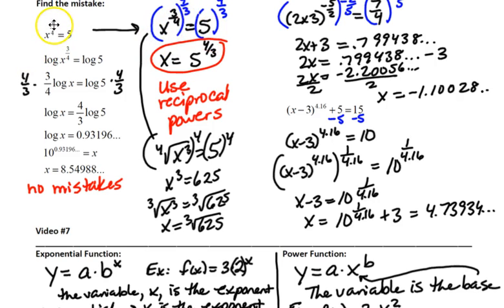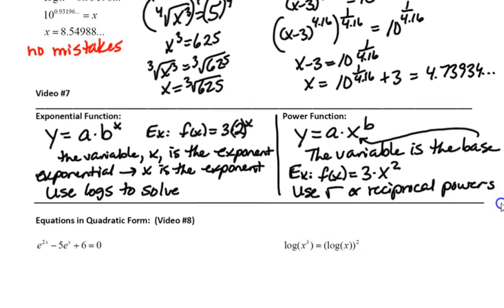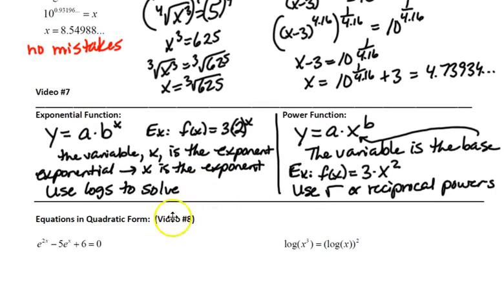So this is just x to a power. Okay, this is an expression with x to a power. The power, or the exponent, is not a variable in a power function, but it is in an exponential function. So that is the difference between an exponential function and a power function.